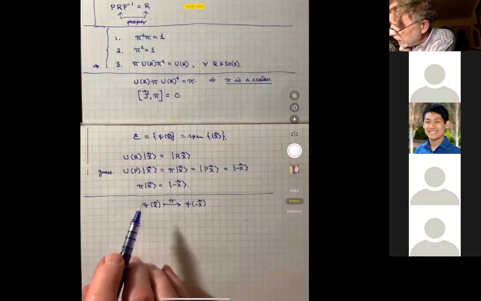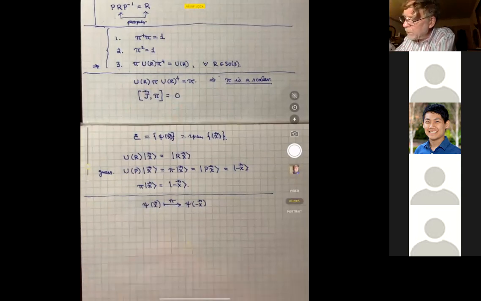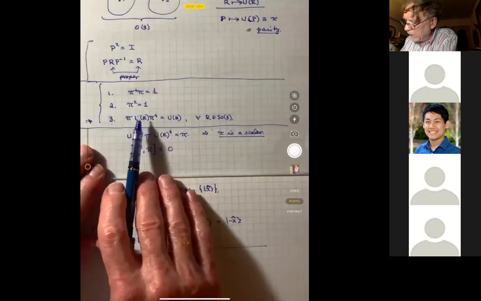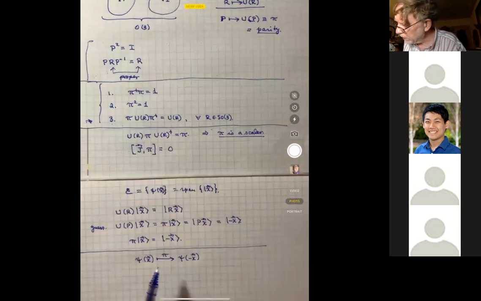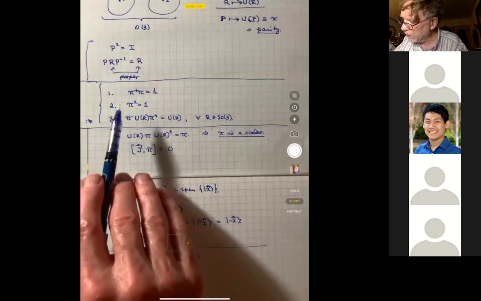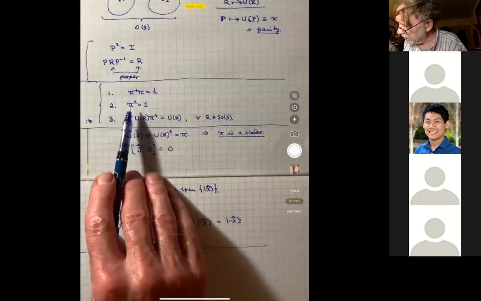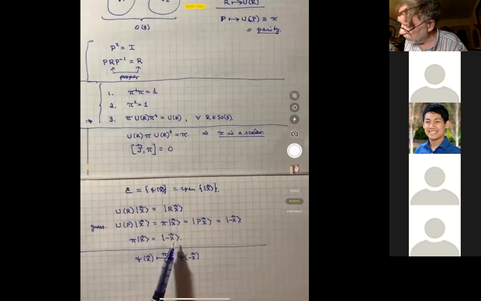Now the question is, does this definition of parity satisfy these postulates given above? It's easy to show that it's unitary because the integral of the square of the wave function doesn't change if x goes to minus x. So 1 is easy. Pi squared equals 1 is easy too, because changing the sign in x twice just takes you back to where you started from.